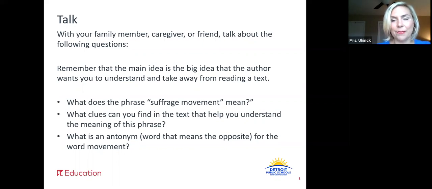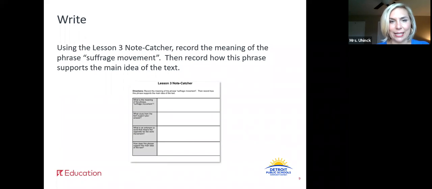All right, great. Now that we've talked about some of these ideas, let's go ahead and do our writing task. Using the lesson 3 note catcher, record the meaning of the phrase suffrage movement. Then record how this phrase supports the main idea of the text. There is also a box for you to record the antonym that you found for the word movement. Pause this video and complete your writing task now.